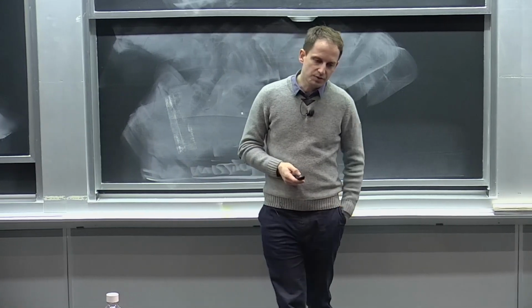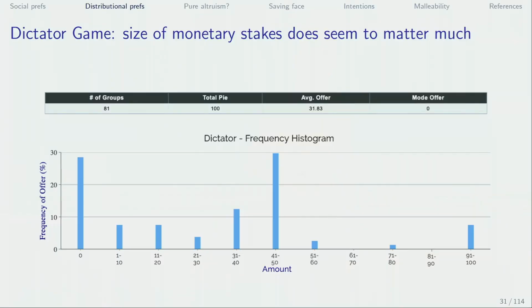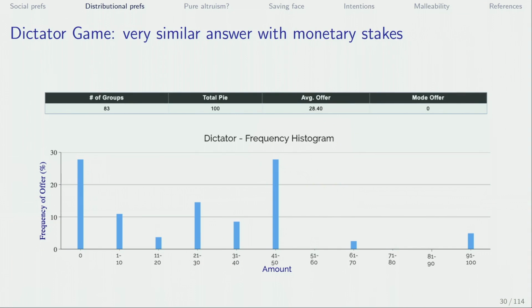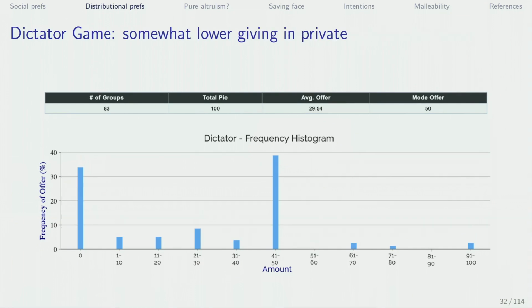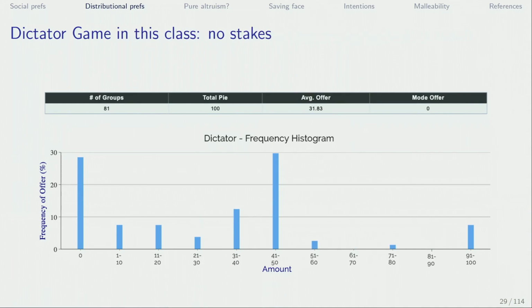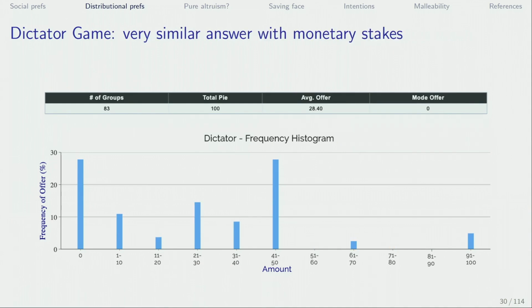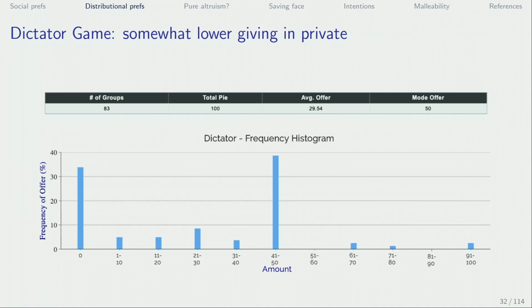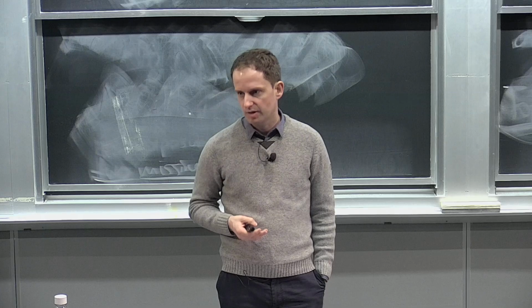But what we do see, this is with monetary stakes, with $10, in private, is that when you look at the fraction who give essentially 100%, that fraction tends to go down. So it looks like people are somewhat less nice in private.